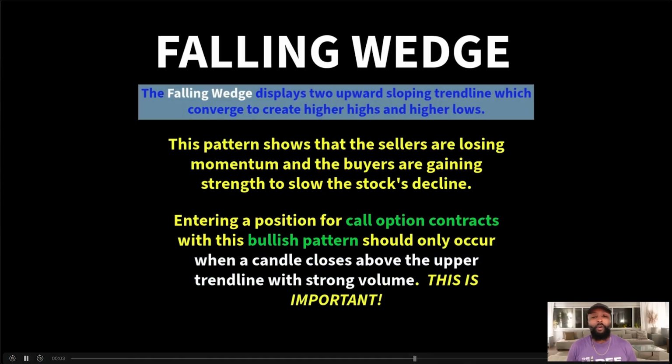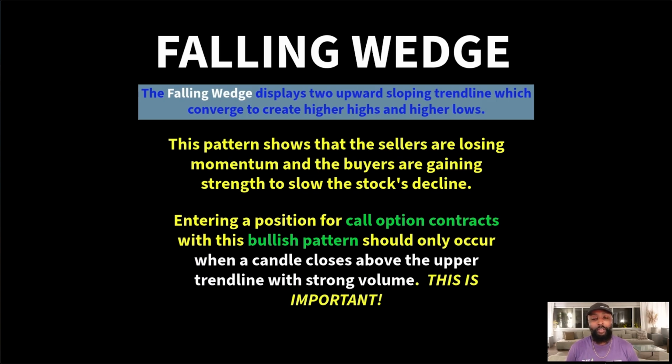All right, on to the falling wedge. The falling wedge displays two upward sloping trend lines which converge to create higher highs and higher lows. This pattern shows that the sellers are losing momentum and the buyers are gaining strength to slow the stock's decline. Entering a position for call option contracts with this bullish pattern should only occur when we get a break, a close below the trend line.